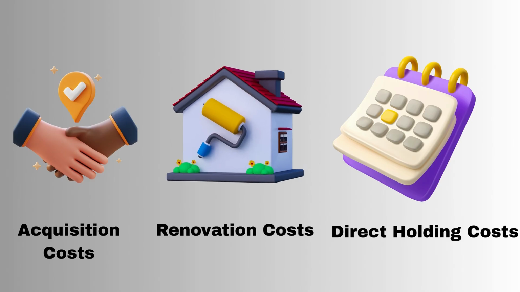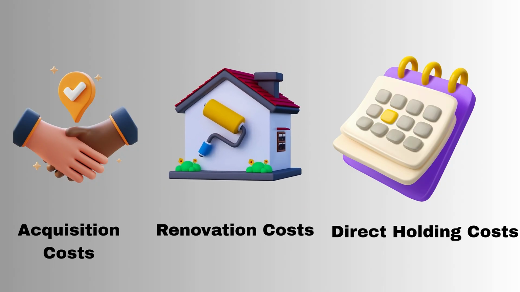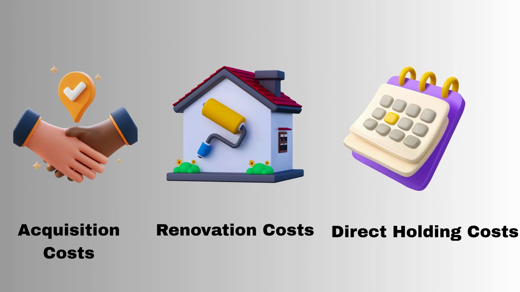Second, renovation and improvement cost. This is the big one. It includes all materials like lumber, paint, and fixtures, as well as any direct labor you paid for the renovation. Third, direct holding costs during the renovation. This is a key detail. Costs you incur while the property is being prepared for sale are also capitalized. This can include property taxes, insurance, and interest on a project-specific loan during the renovation period.